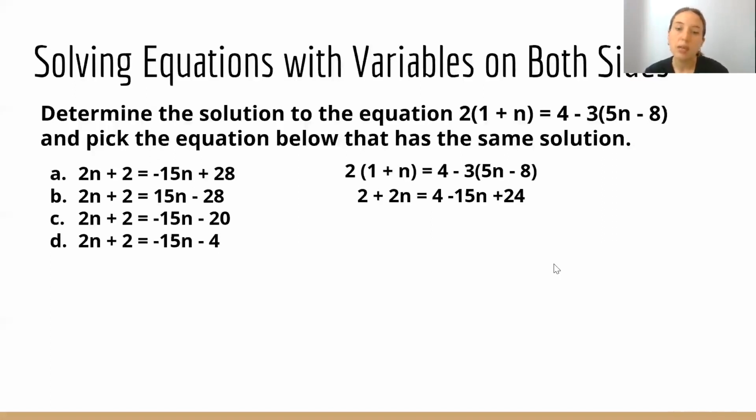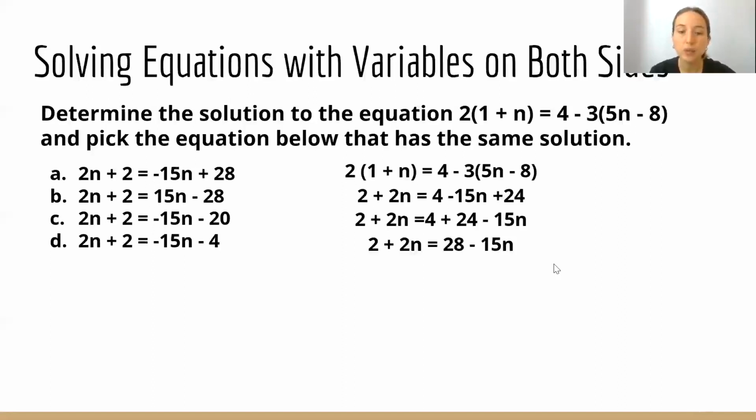Now that I've distributed, I'm going to rewrite this and reorganize my terms a little bit so that I can put together like terms. So next I can write 2 plus 2n equals 4 plus 24 minus 15n. This is going to allow me now to combine my like terms. I can't do anything on the left, but on the right I can combine those two constants. So now I have 2 plus 2n equals 28 minus 15n. All right, that's looking a little bit better.